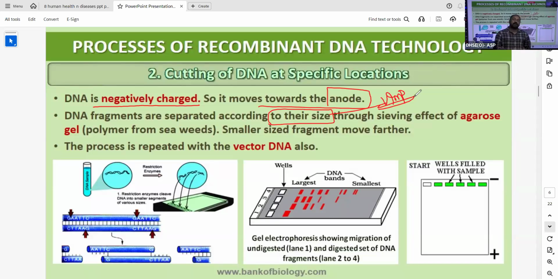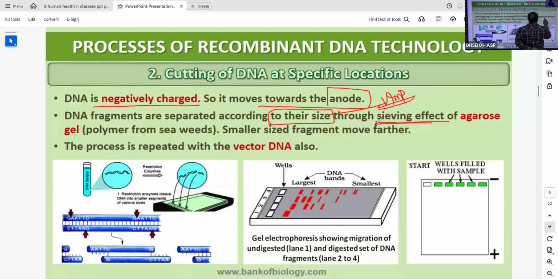Those whose size is small went far and separated, and those whose size is big remained apart. So because of the differential sizes or molecular weights, they are separated. So it is the size which is a more important factor in this process rather than the negative charge. Okay, remember this.